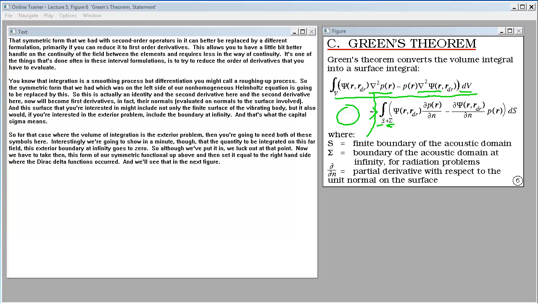Interestingly, we're going to show in a minute that the quantity to be integrated on this far field, this exterior boundary at infinity, goes to 0. So although we've put it in, we luck out at that point. Now, we have to take this form of our symmetric functional up above and set it equal to the right-hand side where the Dirac delta functions occurred, and you'll see that in the next figure.